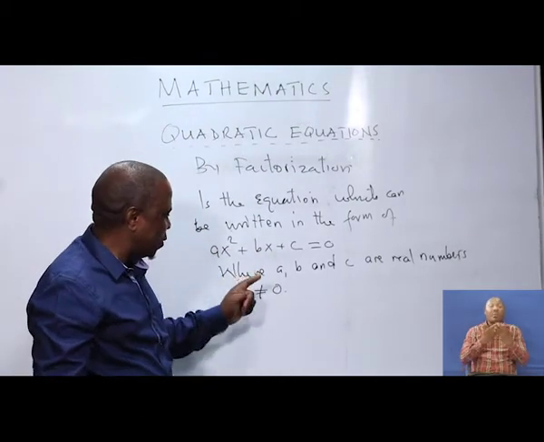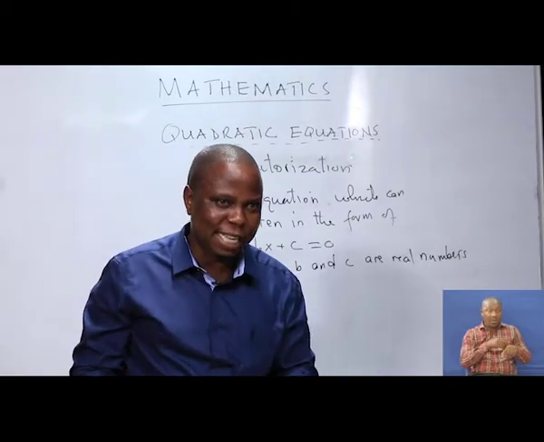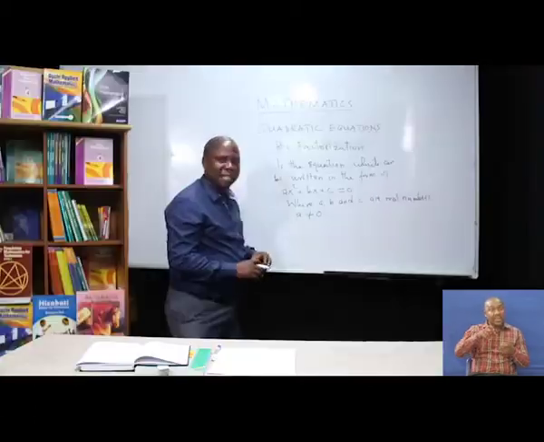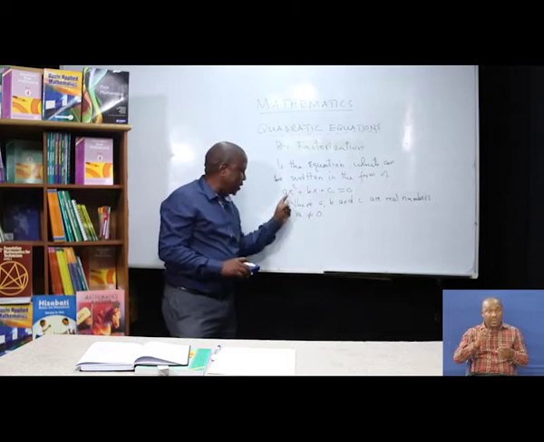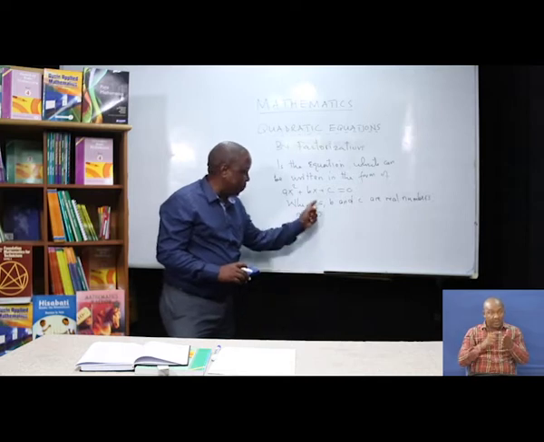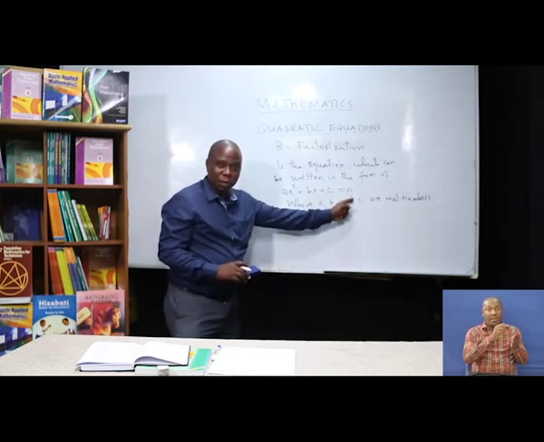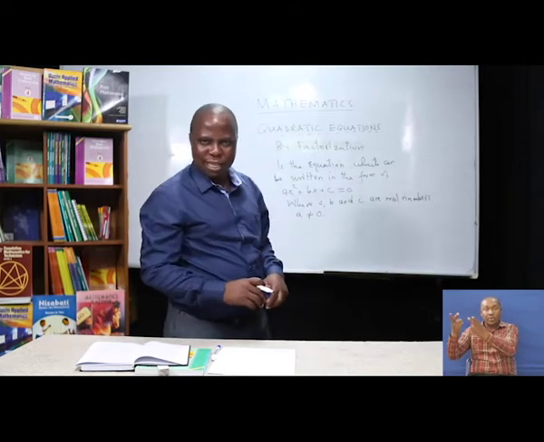Because one of the things which identify whether a given equation is a quadratic is the presence of this square. So if a is 0, it means this term here will vanish. You will remain with bx plus c is equal to 0, which is not a quadratic equation.